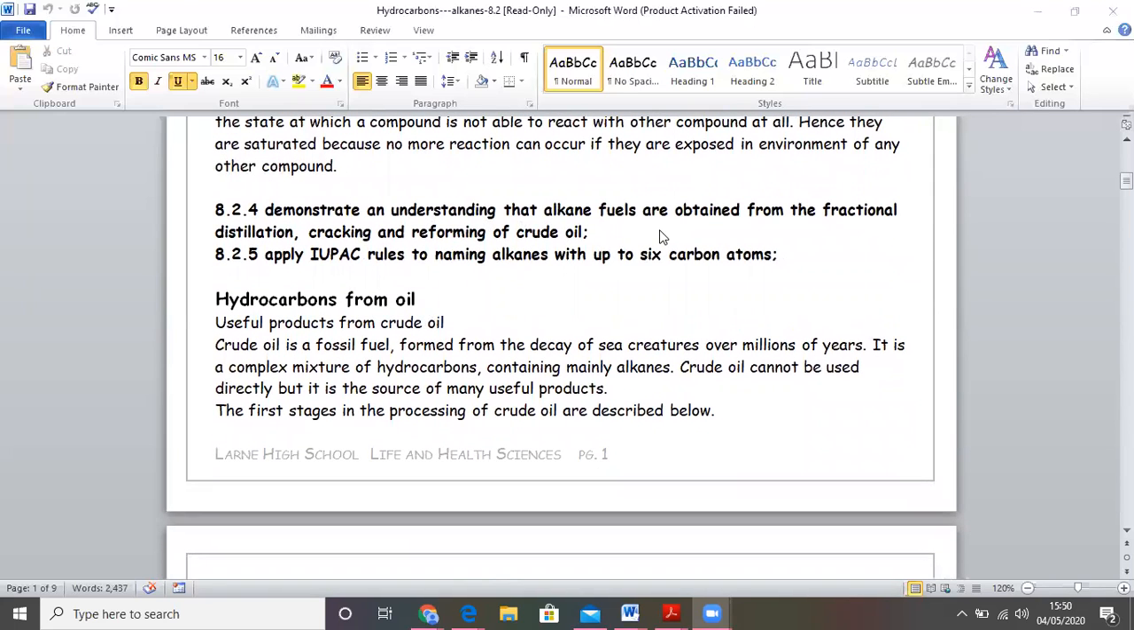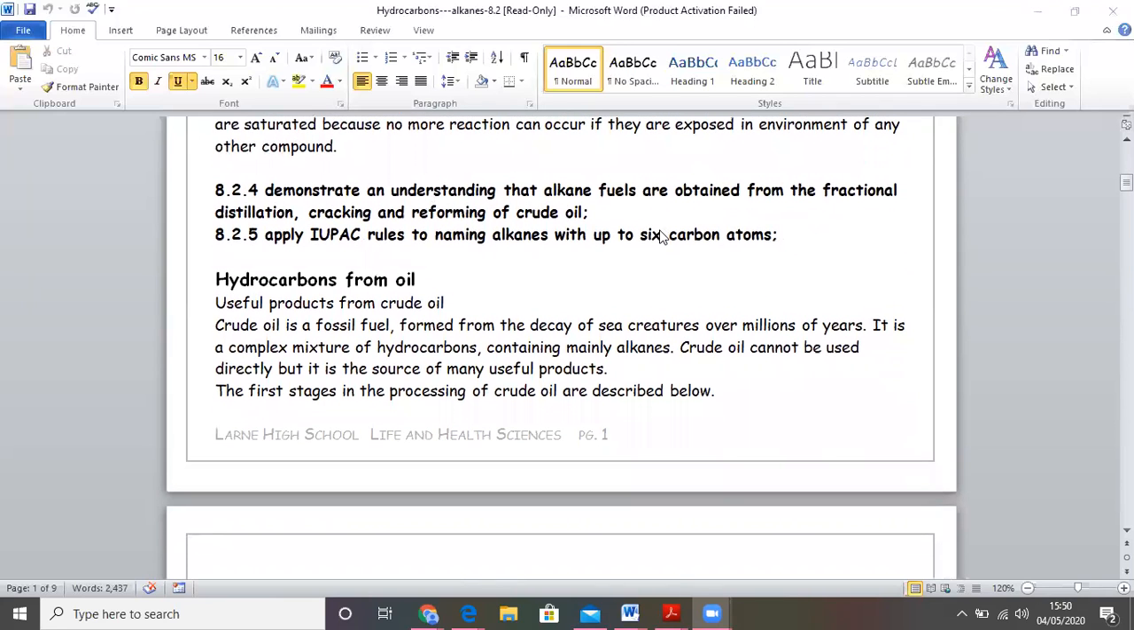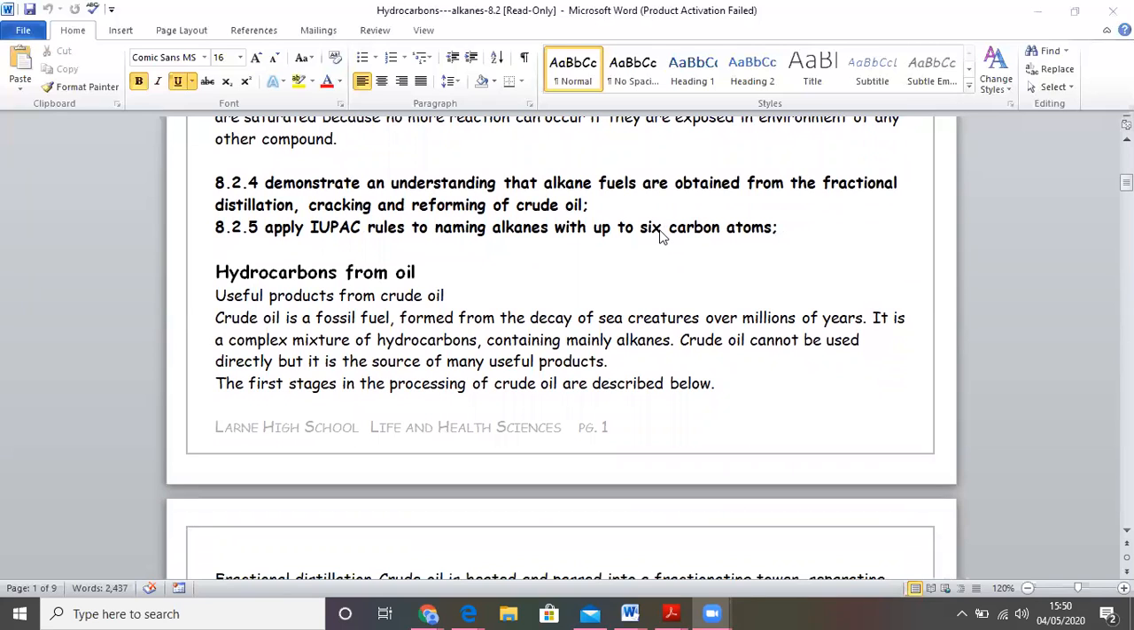Demonstrate an understanding that alkane fuels are obtained from fractional distillation, fracking, and reforming of crude oil. We're going to go through each of those different sections, starting with fractional distillation. Fractional distillation is how we initially separate things that we get from crude oil. We dig crude oil up from the ground, it's a mixture of hydrocarbons. We separate them initially by fractional distillation, and then cracking and reforming is how we turn them into more useful products.